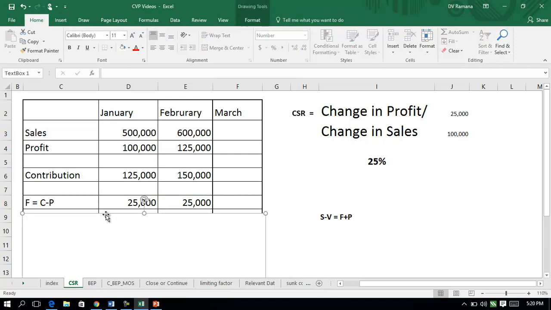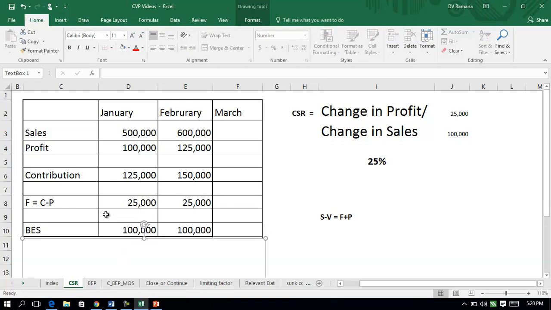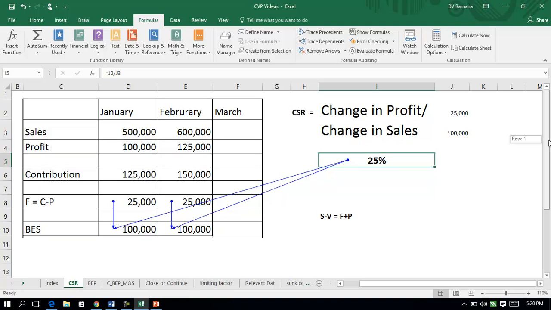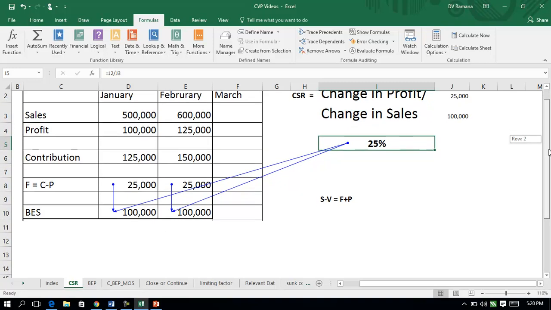So since fixed cost is there now, we can find break-even sales. The break-even sales is equal to fixed cost by the CSR. So the break-even sales is 100,000. Break-even sales is constant because the CSR is constant. No change in the fixed cost, therefore the break-even sales is 100,000.